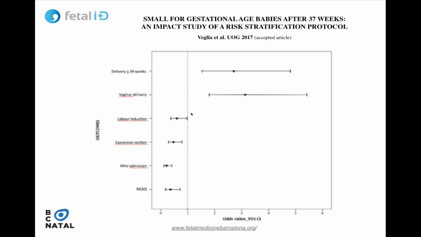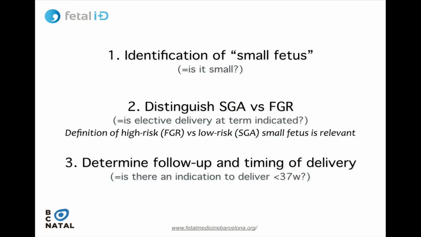When they did that, they showed that when you classify fetus in the way that I have shown you, then you have more deliveries later, more vaginal deliveries, less inductions, less cesarean sections. So overall, you improve your outcomes. It's a small study with not many hundreds of cases in each group, but it's very interesting because for the first time, it shows that the classification that I showed you works. And so that's exactly the point I wanted to make.